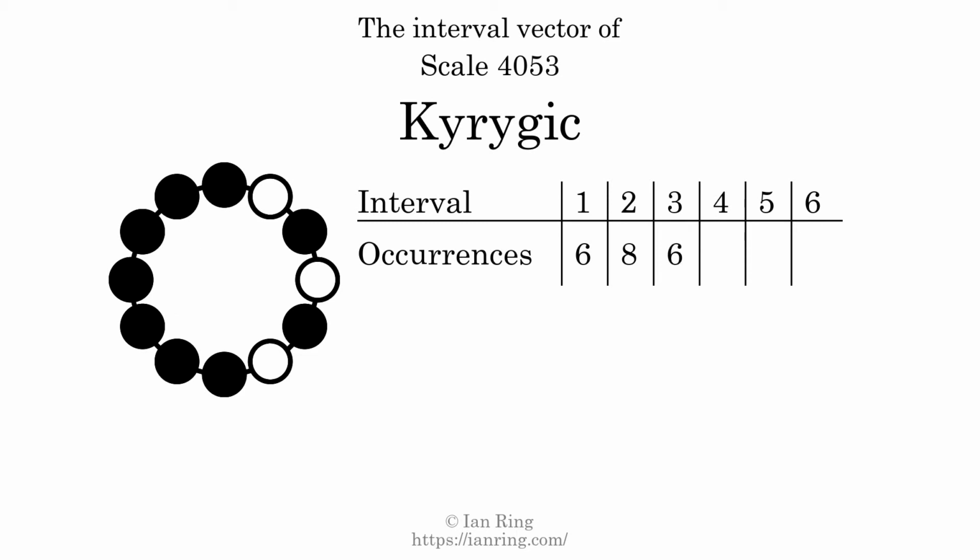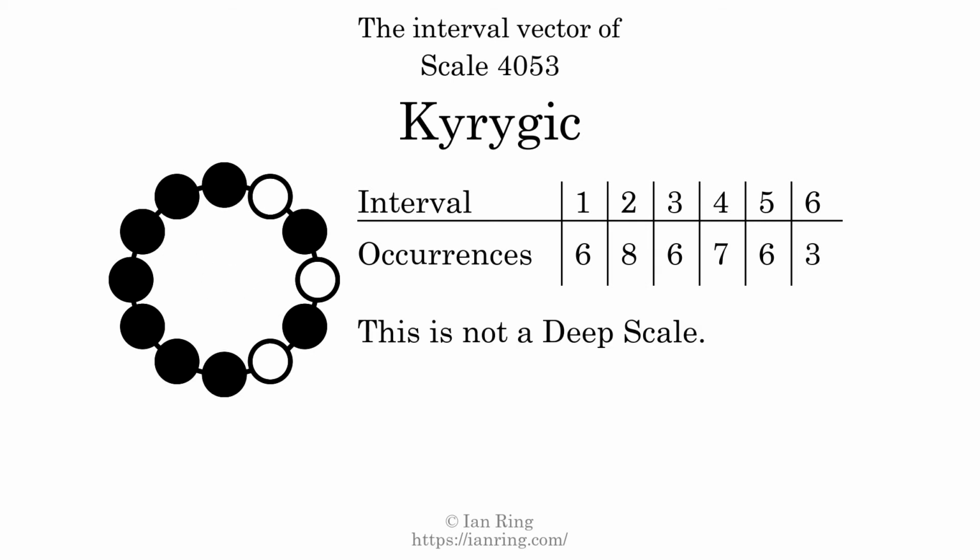There are 6 intervals with the size of 3 semitones. They are here, here, here, here, here, and here. There are 7 intervals with the size of 4 semitones. They are here, here, here, here, here, here, and here. There are 6 intervals with the size of 5 semitones. They are here, here, here, here, here, and here. There are 3 intervals with the size of 6 semitones. They are here, here, and here.